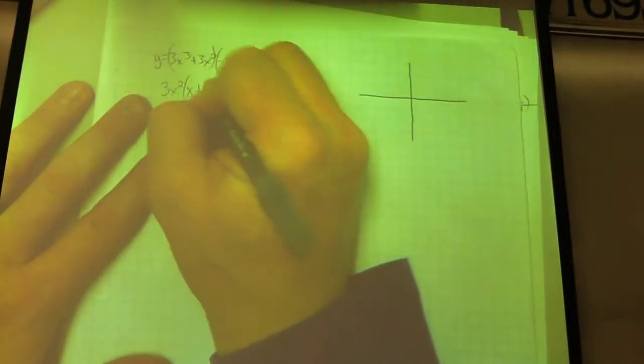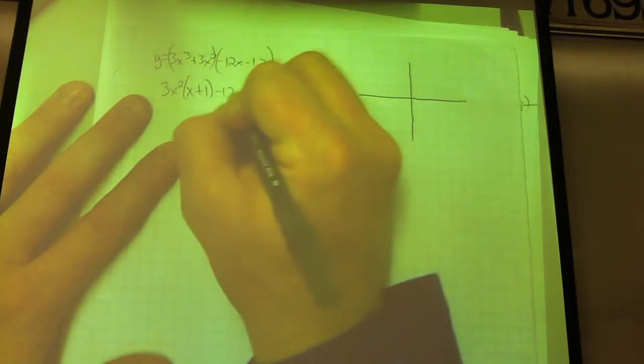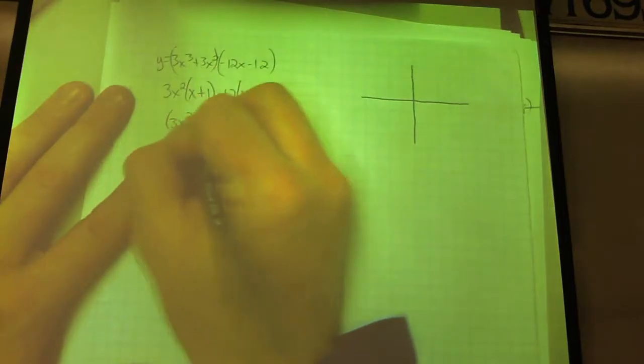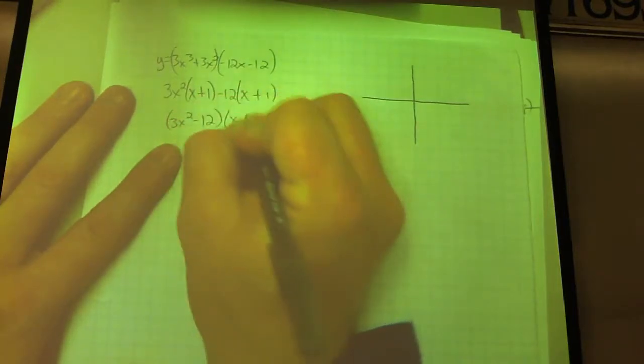What's the first thing you're going to do if you want to graph that? Factor it. Factor it, and I group it. Pull a 3x squared, that leaves x plus 1. Pull a negative 12 because I know I need an x plus 1. So it's 3x squared times x plus 1 minus 12 times x plus 1.